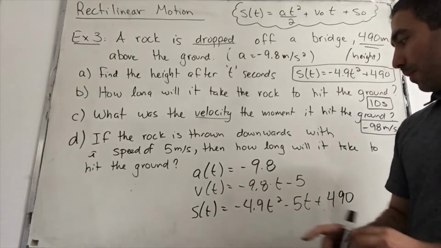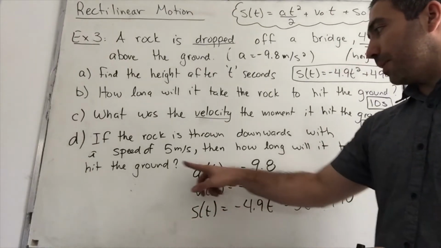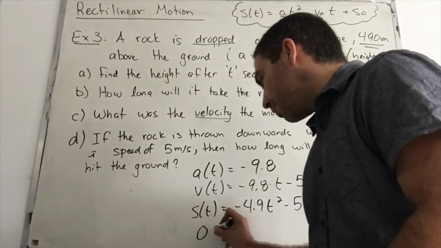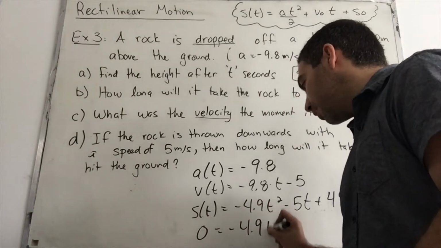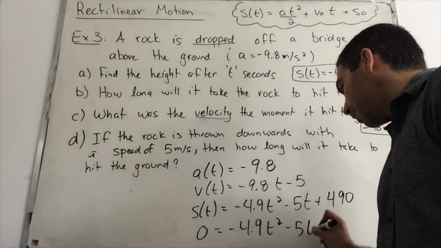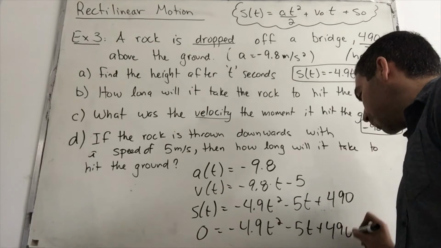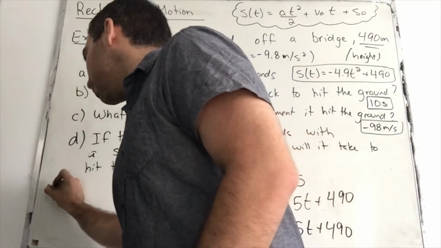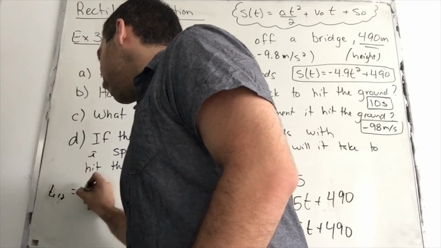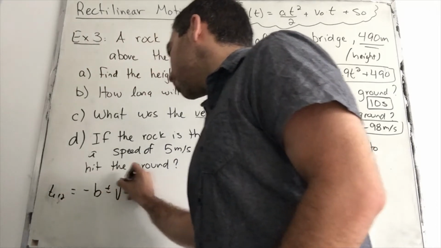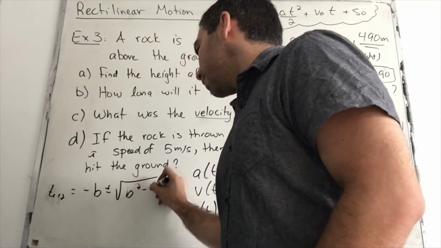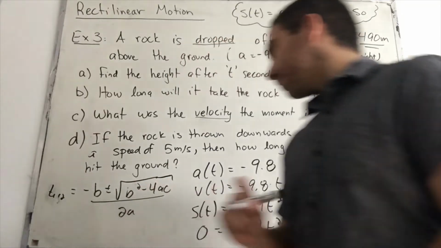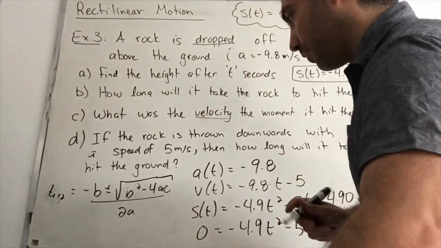The S of t, remember, because we're trying to see when it hits the ground, it's 0. So we're really solving the equation 0 equals negative 4.9 t squared minus 5t plus 490. So let's use quadratic. We'll call it T1, T2. So it's negative b plus or minus the square root of b squared minus 4ac, over 2a. I'm just going to erase to give myself some room.